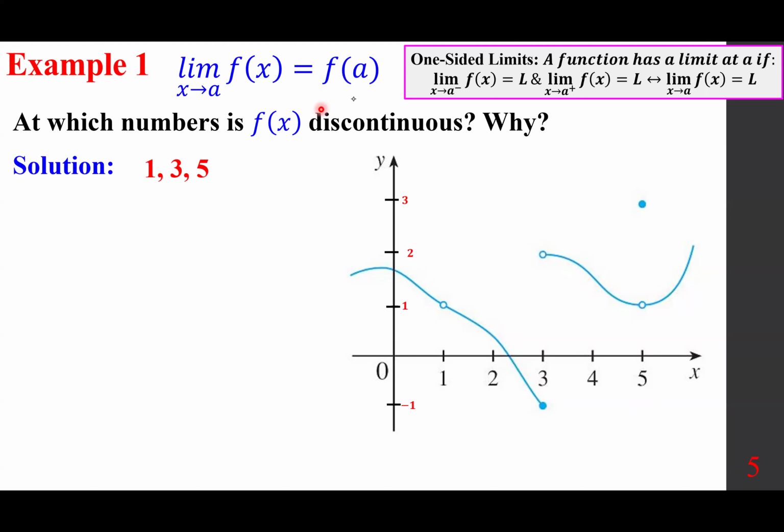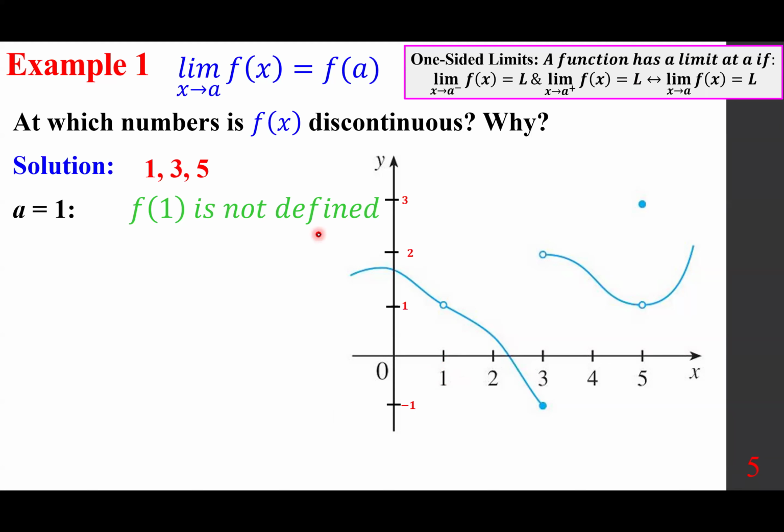By the way, this is the definition of continuity and the definition of a limit where one-sided limits are equal. So let's look at number 1. When we look at number 1, as far as the limit, we are going to approach 1 from the left and right. And as far as the functional value is concerned, we look for a solid point. There is no solid point, so f of 1 is not defined. And that's the end of the story.